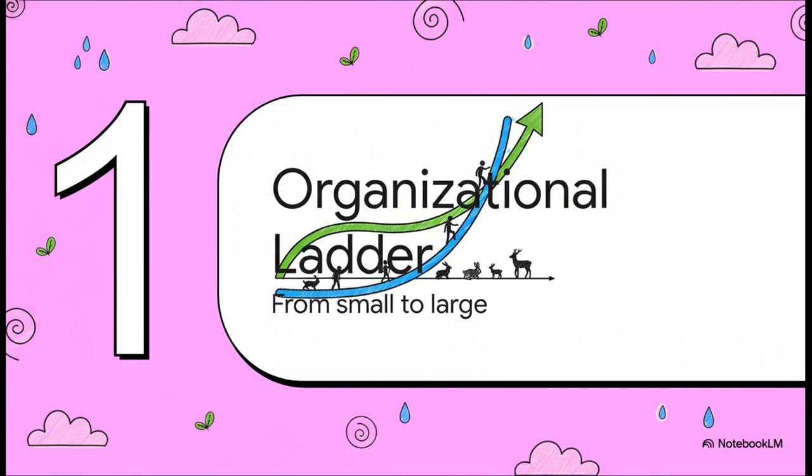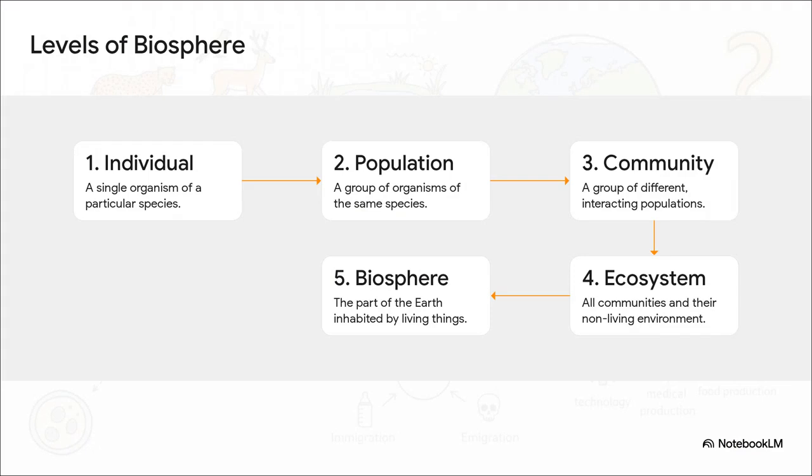To really get a grip on that balance, we first have to see how life is organized. It's not just some random jumble of creatures out there. It's actually a perfectly structured ladder, scaling from the tiniest individual all the way up to the entire globe. So, let's climb that ladder together. We're going to zoom out, starting with just a single organism, and move step by step through 5 distinct levels. By the end, you'll see the entire living planet as one massive, cohesive system.